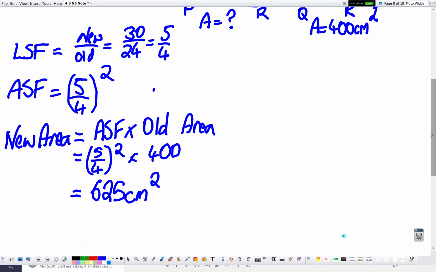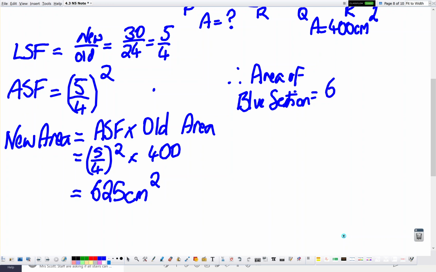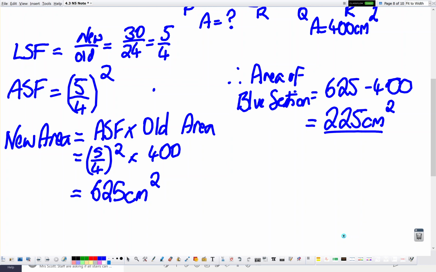Somewhere below when you're working, I'm going to do it to the side. So therefore, the area of the blue section is 625 take away 400. That's going to be 225 centimetres squared, and we're finished with that one.